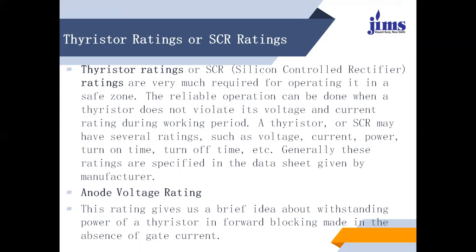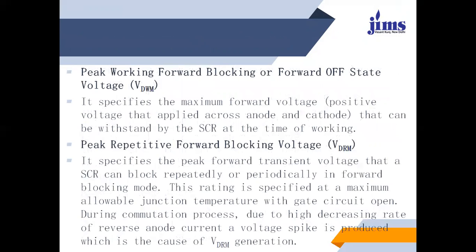The next rating of the SCR is the anode voltage rating. This rating gives us a brief idea about the withstanding capability of a thyristor in forward blocking mode in the absence of gate current. The next parameter is the peak working forward blocking or forward off-state voltage, indicated by VDWM. It specifies the maximum forward (positive) voltage applied across anode and cathode that can be withstood by the SCR at the time of working. So this is the maximum voltage which is applicable during the operation of an SCR.